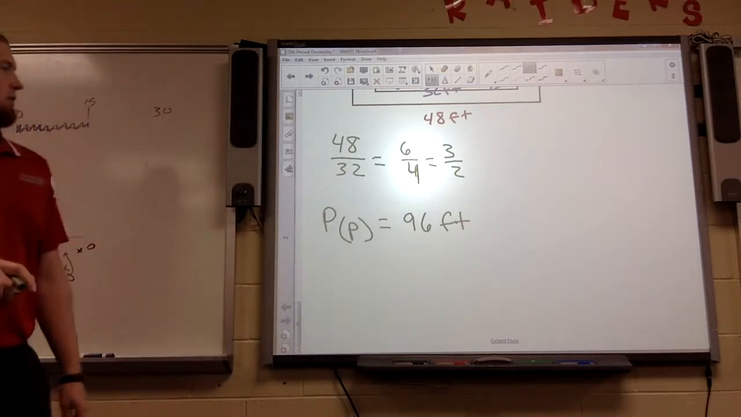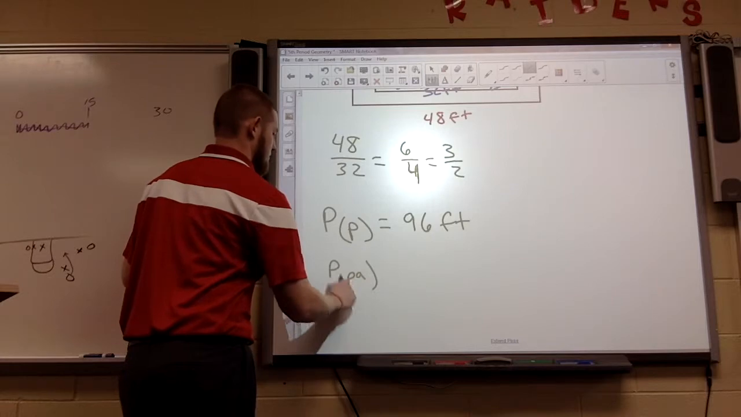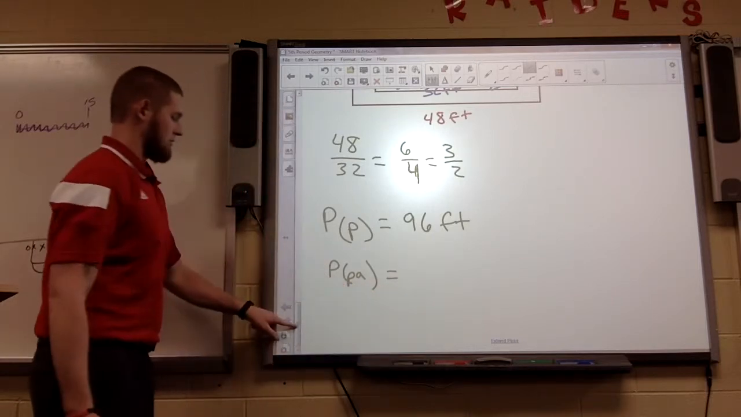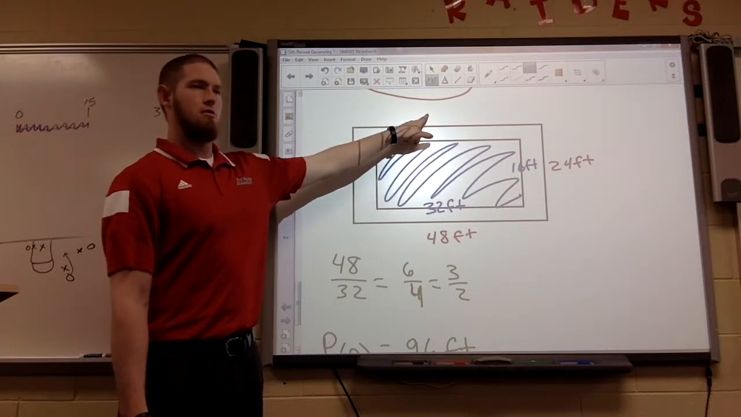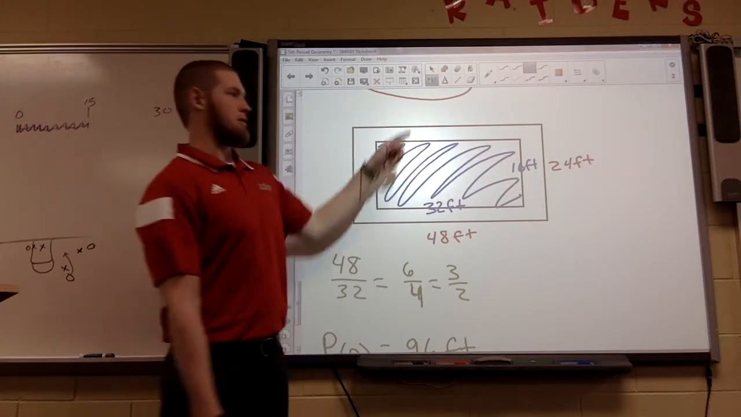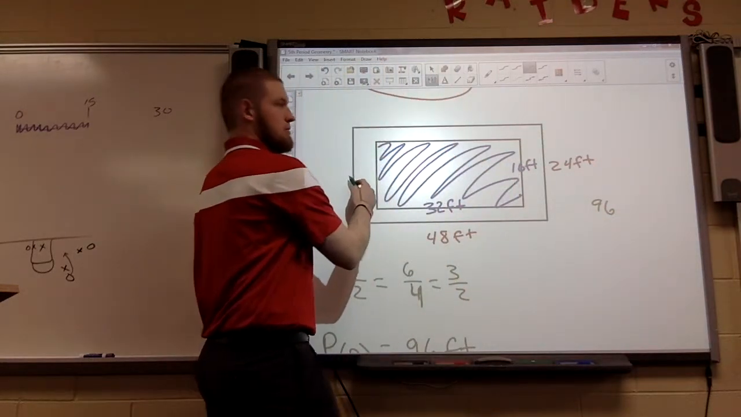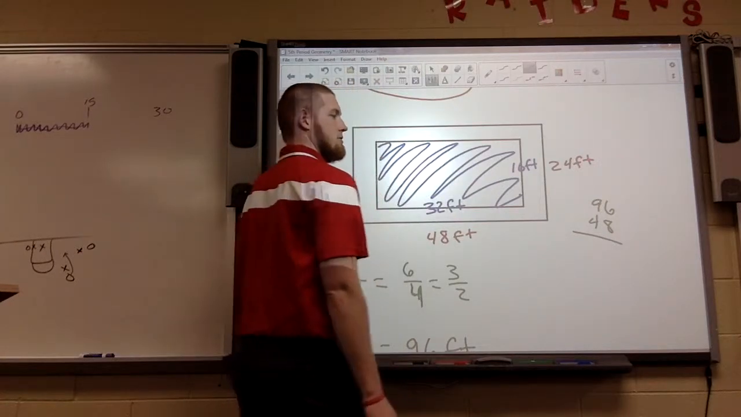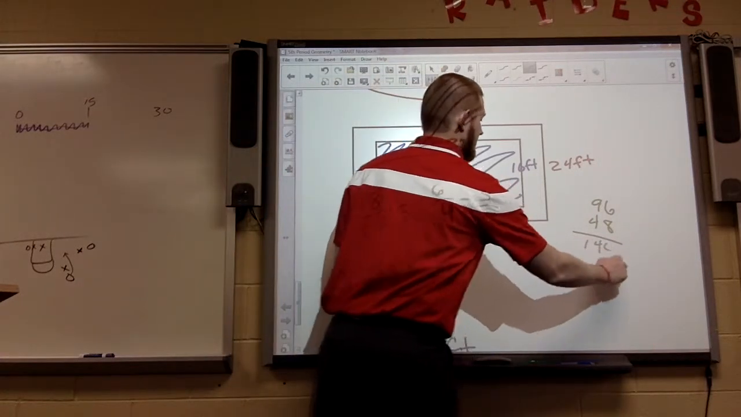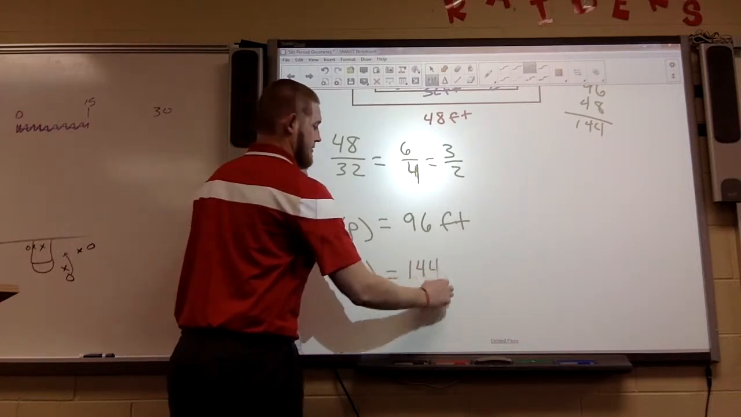Okay. We also need to find the perimeter of the patio. Well, 48 and 48 is 96. 24 and 24 is 48. 48 and 96, 144. Okay, so the perimeter of the patio is 144 feet.